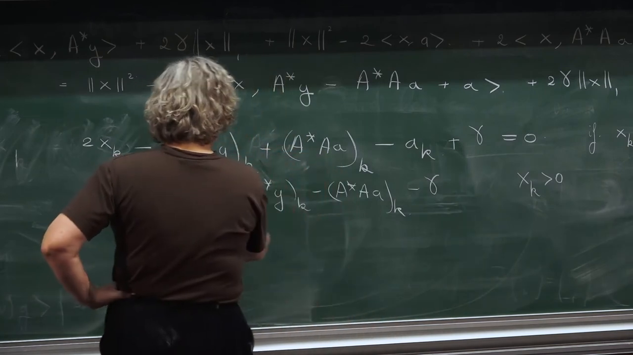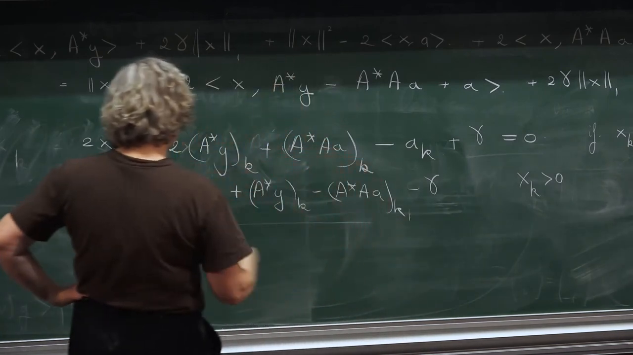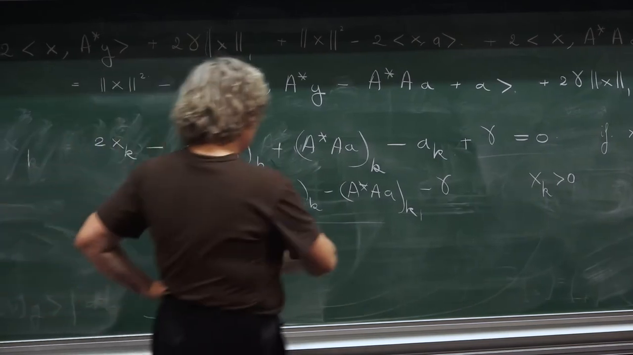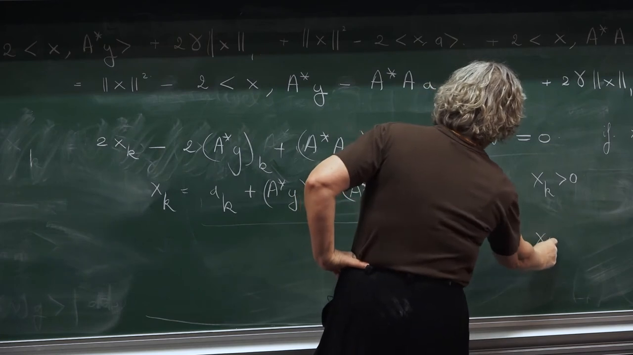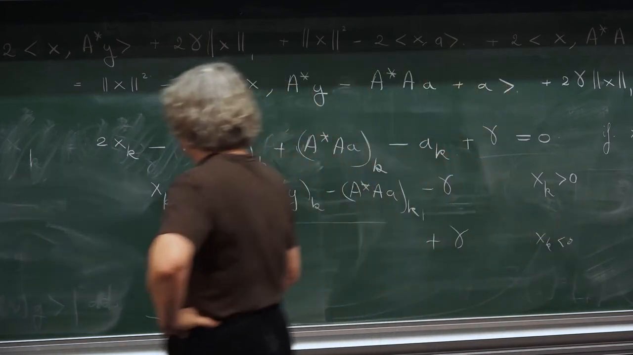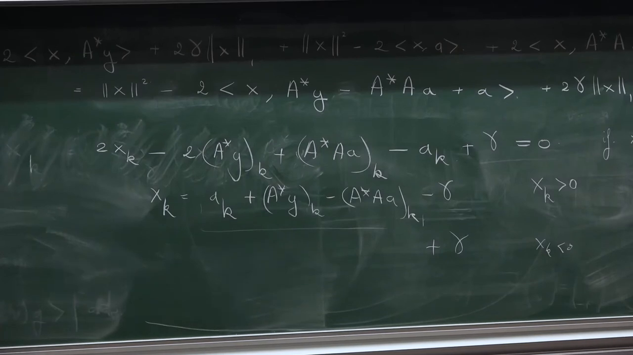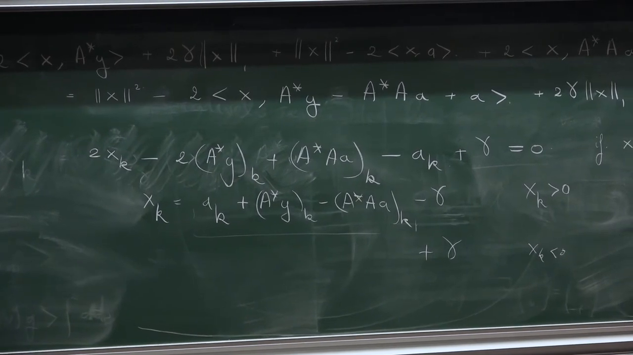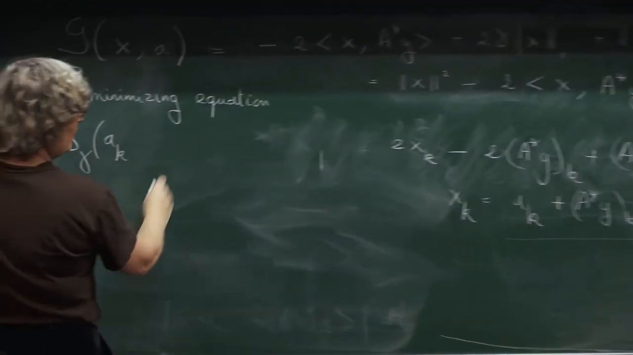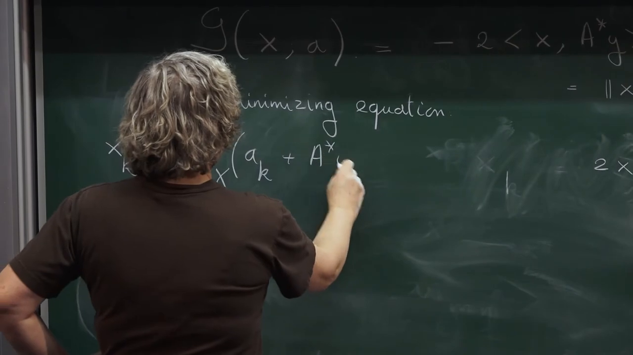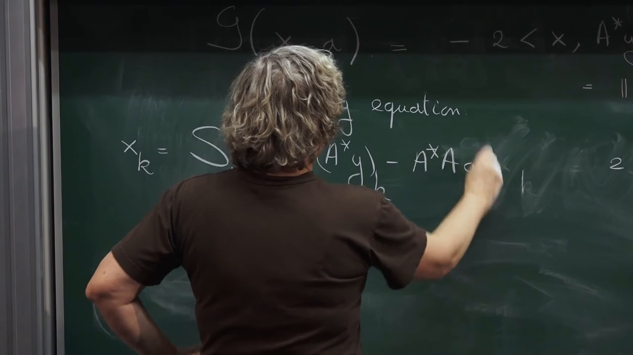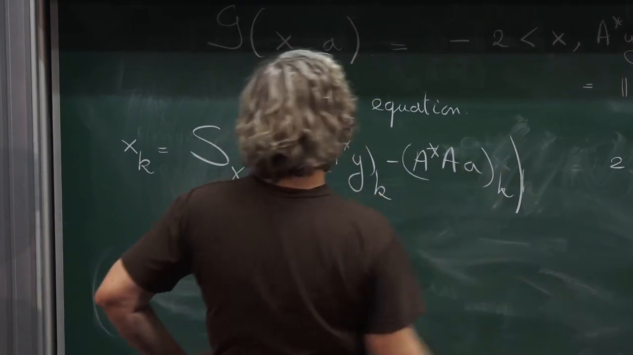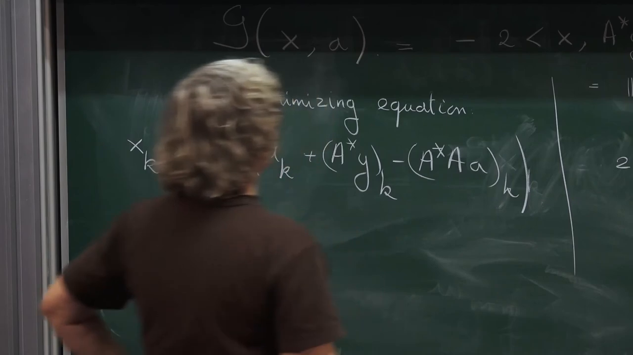So that means that this has to be bigger than gamma. And so I have soft thresholding of that. I have the whole same expression with a plus gamma if xk is negative. And so I get that my minimizing equation is, and I'll write it here, xk is the soft thresholding gamma of ak plus a star yk minus a star a ak. Great. That's my minimizing equation.